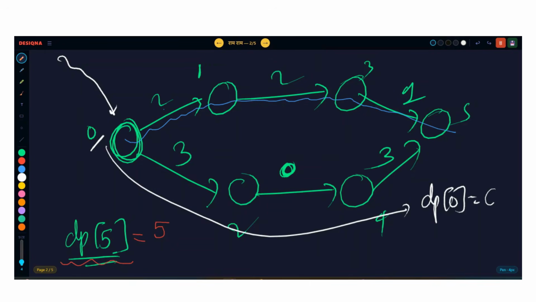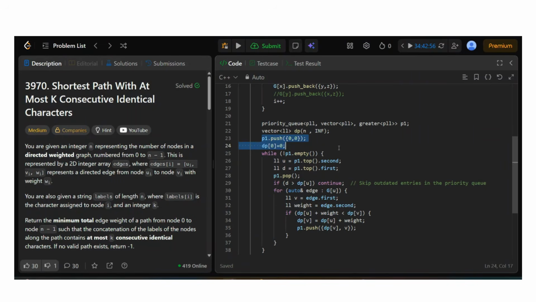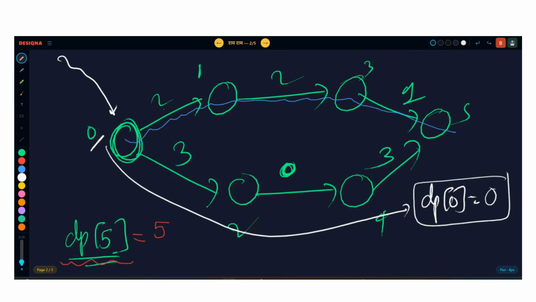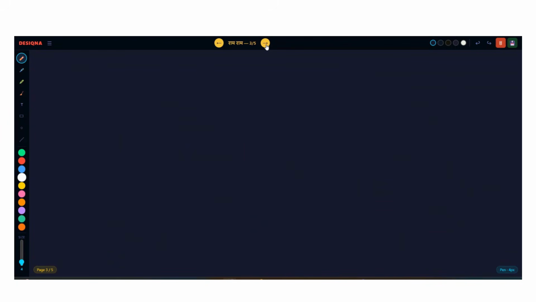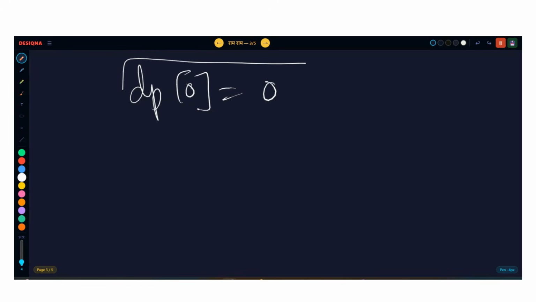So dp of 0 is 0, okay? And the same thing has been written here, right? dp of 0 is 0. Clear? And pq.push(0, 0). This means what? You are pushing in the priority queue. What are you pushing in the priority queue? dp of 0, which is 0.